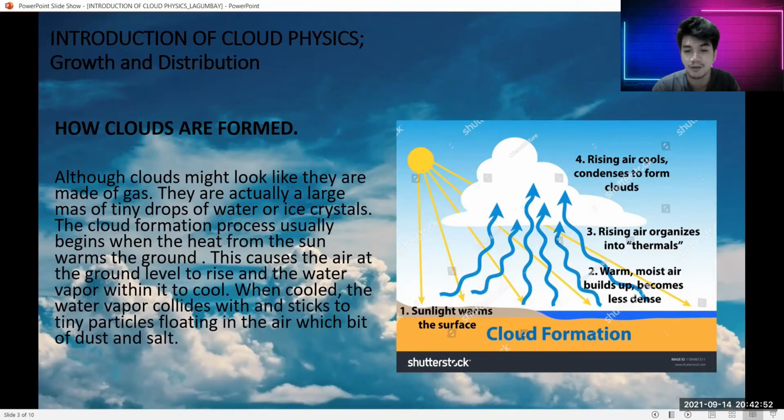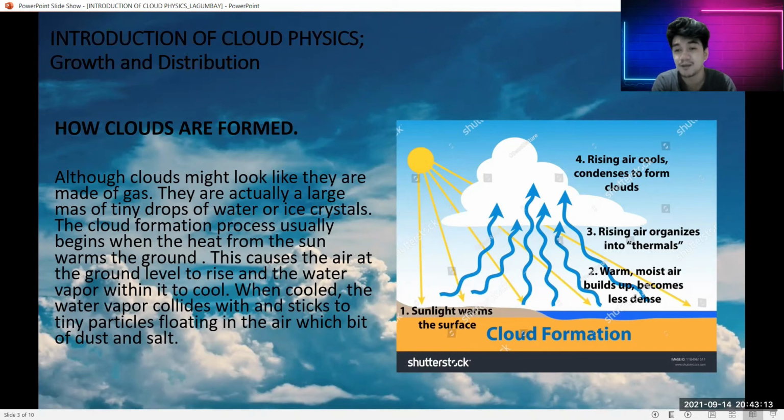Ariya, sa picture, tanaw niya. One is sunlight warms the surface. No, so ginawarm niya ang ground na to. And two, warm moist air builds up, becomes less dense. No? So three, rising air organized into thermals.